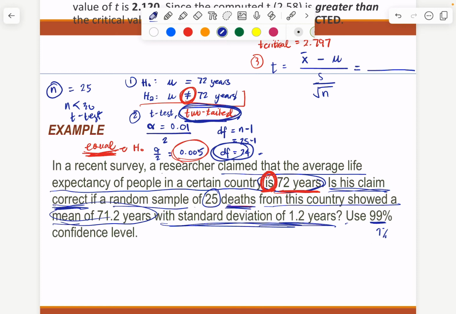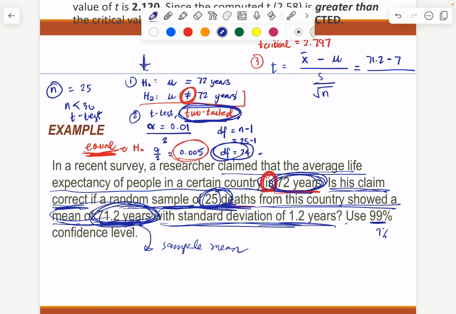Now, what we need to do is substitute. What's your sample mean? We can see here that the random sample of 25 has a mean of 71.2 years. That is the mean of the sample, so we call it the sample mean. So 71.2 years, we substitute it here. Next is our population mean, which comes from the claim in the hypothesis, which is 72 years. So 71.2 minus 72 years.